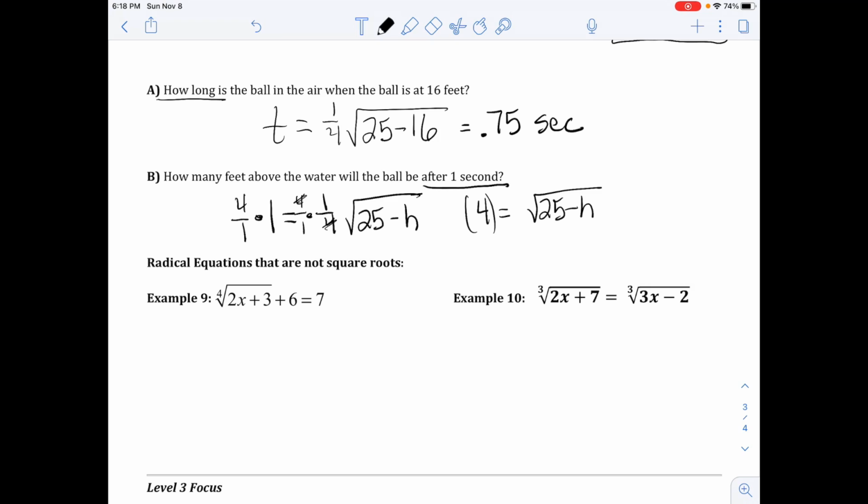Now we're going to square both sides. On the left, we're going to get 16, and on the right, we're going to get 25 minus h. We're going to subtract 25 from both sides, and we're going to get negative 9 equals negative h. We're going to divide both sides by negative 1, and h is 9 feet.